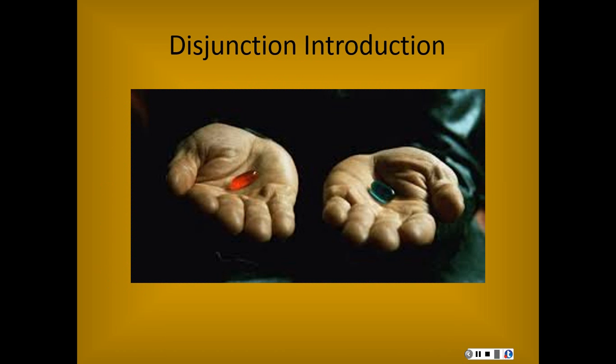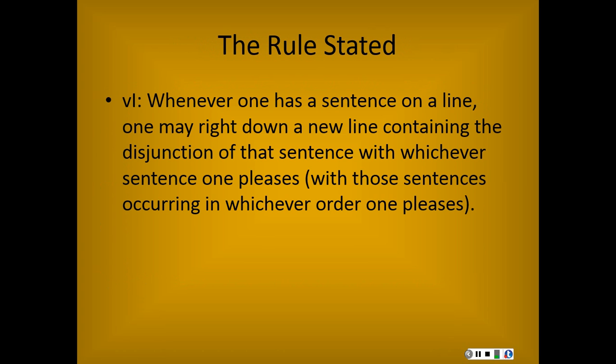Let's go ahead and discuss a couple of rules for using that symbol. So our first rule is the rule of disjunction introduction. It may be stated as follows. Whenever one has a sentence on a line, one may write down a new line containing the disjunction of that sentence with whichever sentence one pleases, with those sentences occurring in whichever order one pleases.